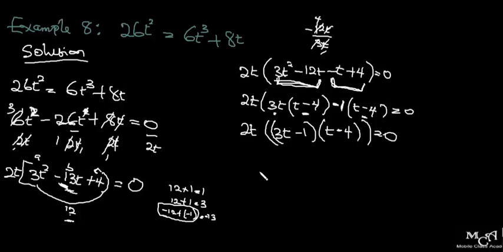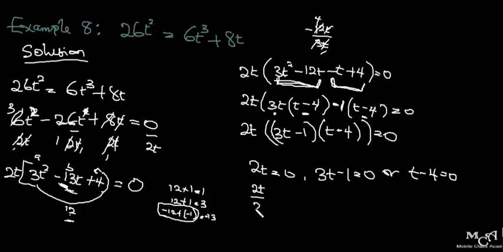Everything equals 0. So from here now, I have my 2t equals 0, 3t minus 1 equals 0, or t minus 4 equals 0. To make my t stand alone, I'm going to divide through by 2. So I'm going to have 2t divided by 2 equals 0 divided by 2. 2 cancels 2.